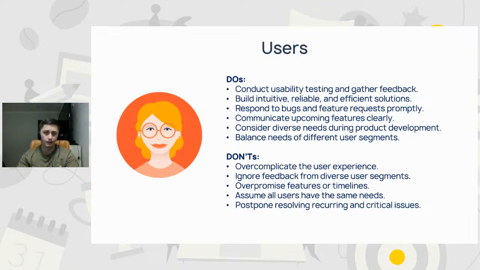Also, don't ignore feedback coming in, and don't overpromise features or timelines if you're not sure about them. So you will not ruin their expectations, and you will have a bit of time to deliver what they really expect, or at least to plan the delivery of these things. And never try to postpone resolution of recurrent and critical issues, as such problems can cause a lot of churned users, which may also lead to churned customers of your product.